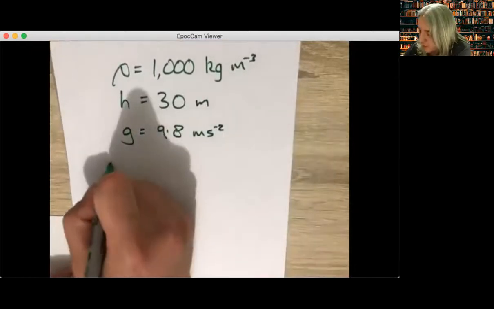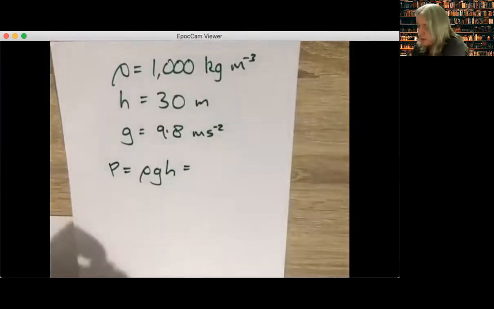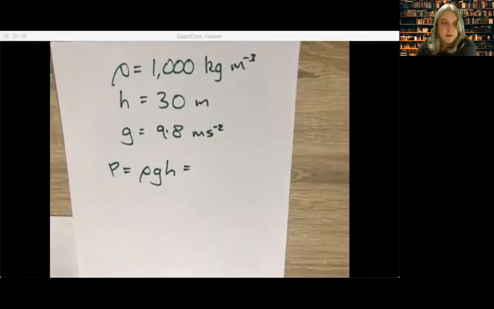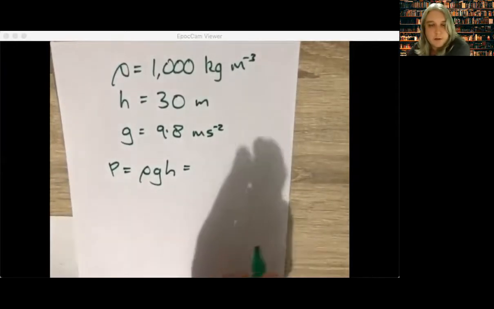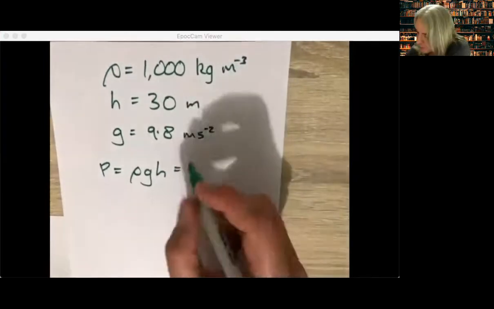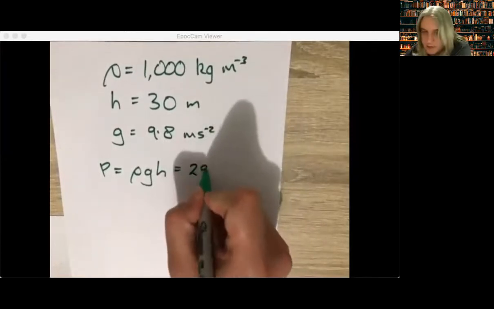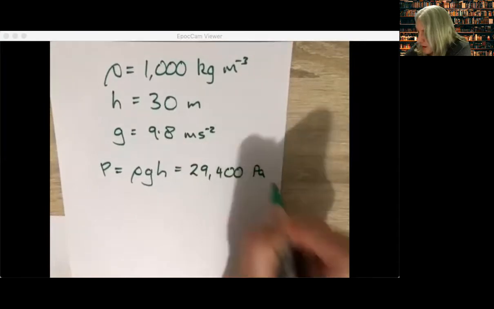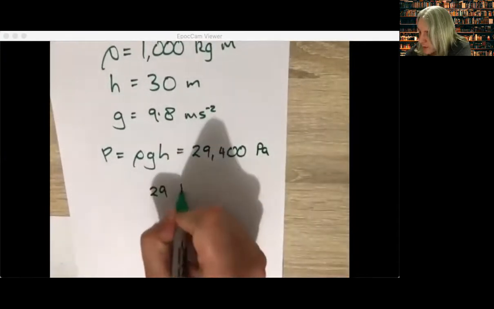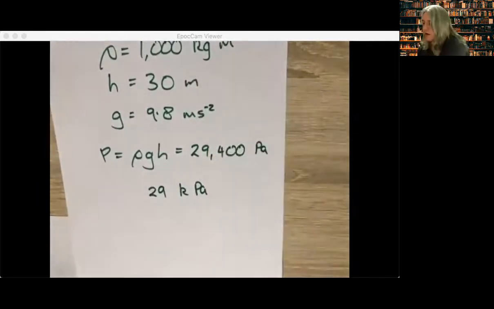Then pressure is equal to rho g h, and we multiply those together. If you have a calculator, do that now and see if you get the same result. Doing the calculation is pretty simple once you've got everything sorted. You should hopefully get that it is 29,400 Pascal, which we would write as 29 kilopascal, 2 significant figures, because 30 is most likely given to 2 significant figures anyway.